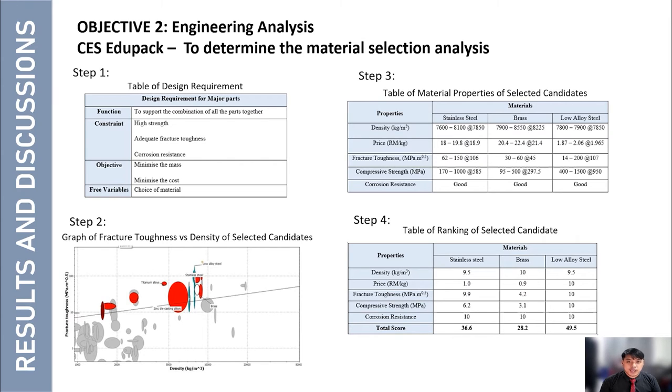Through this analysis, low alloy steel was selected since it has good corrosion resistance, high strength, and adequate fracture toughness. With these properties, it can ensure that low alloy steel can be the perfect material for the fabrication of the parts and will not fail out in the field.